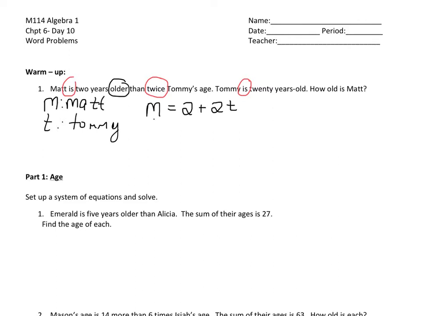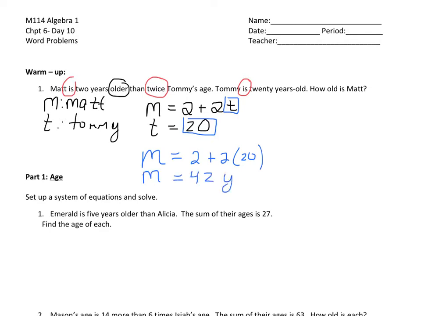The next sentence says that Tommy is 20 years old. So this one's pretty easy because we could already have this T equals 20 isolated, and we could put that in for the T in the Matt equation. So we know that Matt is 2 plus 2 times 20. So Matt is 42 years old. And we're done. Okay, so the easy age.